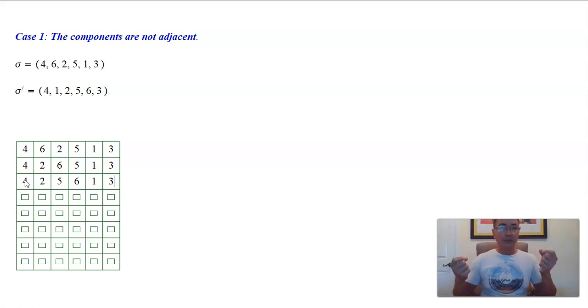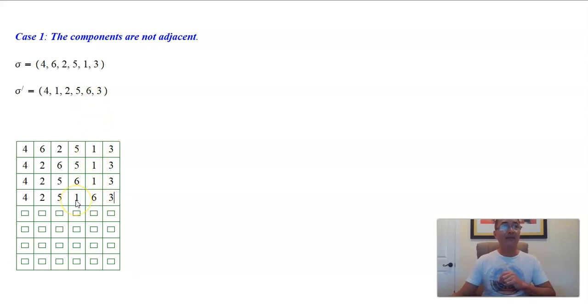So I mentioned general principles. Every time you do a switch or a swap, you change the sign. So the original sigma is +1, the second is -1, we're back to +1. But 6 is not yet where it's supposed to be. We have to do one more swap. 4, 2, 5, 1, 6, 3. 6 is now where it's supposed to be.